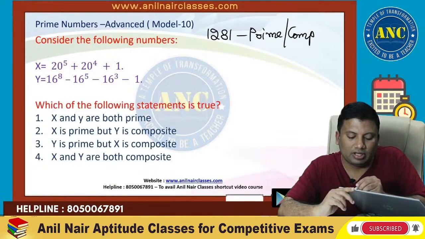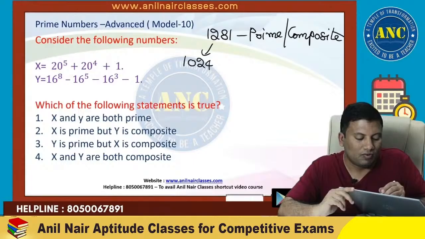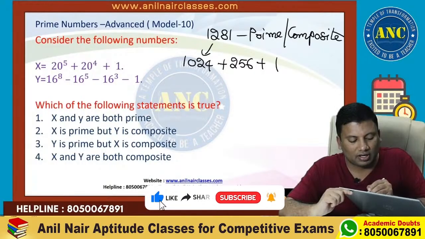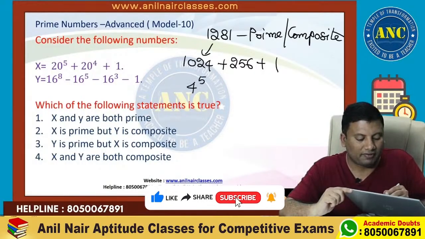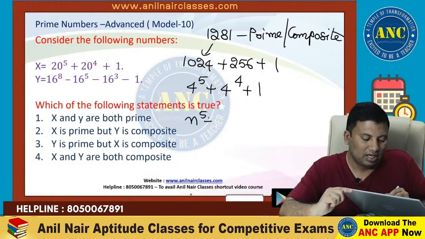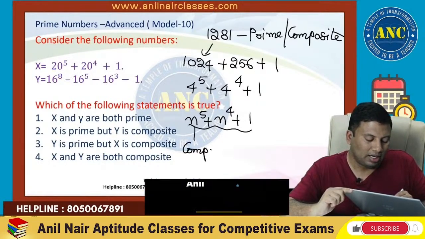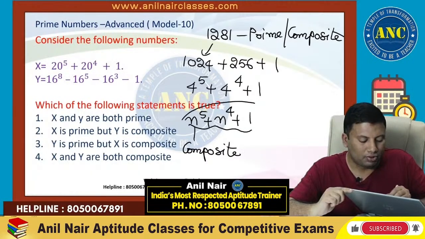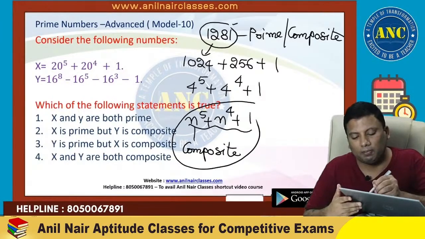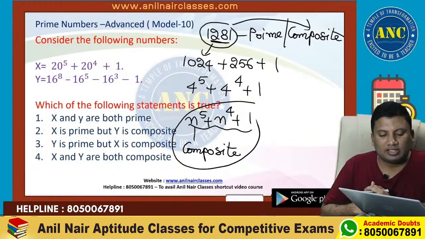One way is to find the square root of 1281. The other thing is, can I write it as 1024 plus 256, which is 1280, plus 1? This is nothing but 4^5 plus 4^4 plus 1. Just now we have seen n^5 + n^4 + 1, for any natural number n, is a composite number. So 1281 is composite. Anyway, this number is divisible by 3.